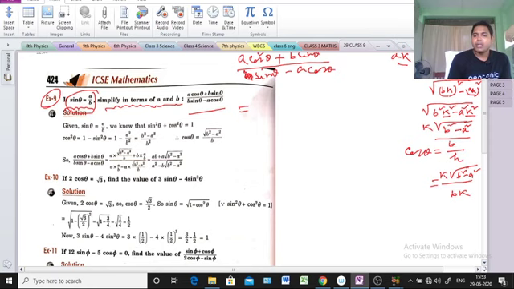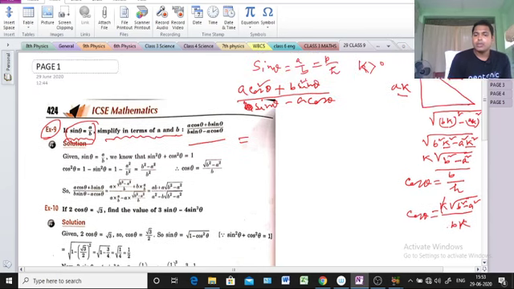We are putting the values only, the value of base and the value of hypotenuse. So k will be cancelled. That means cos theta equals root over b square minus a square by b. This is the value of cos theta. Understood? Clear?